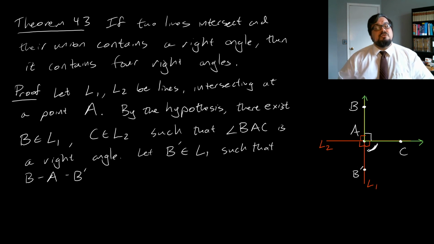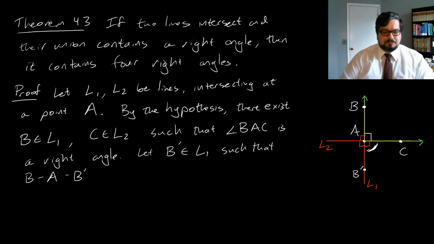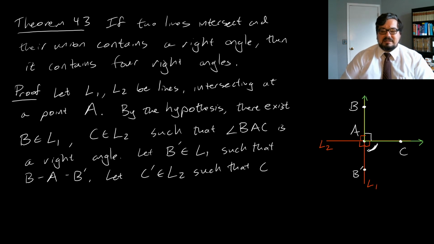Now we know we can do this because this was one of the facts that we proved about betweenness. Given a line and given 2 points there, you can always find points that lie on either side of those two or in between them. And also, we want to let C prime be in L2 such that C prime A C.